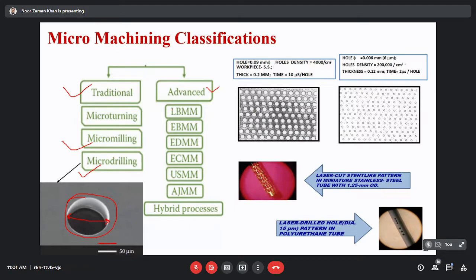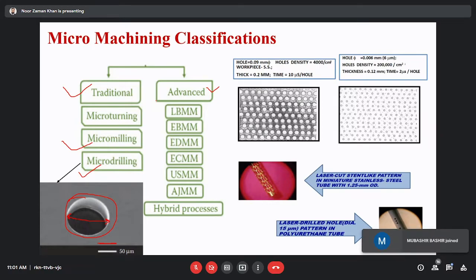Why have we used the word advanced? Because they do not use a conventional or traditional tool for material removal. Instead, they directly utilize some form of energy for micro machining, whether it may be thermal energy, beam energy, chemical energy, or mechanical energy, etc. So these processes are classified into various groups.